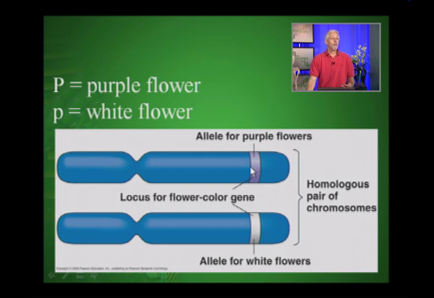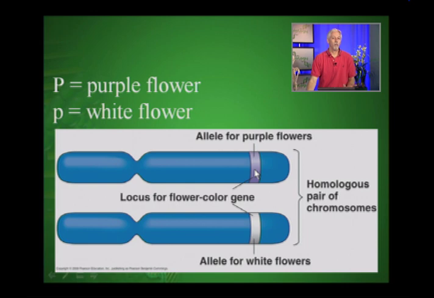And a gene will be found at a particular locus. So the gene for flower color isn't just scattered anywhere. I'll find it at a particular place on a particular homologous chromosome, and I would find it in exactly the same place on the other homologous chromosome. So homologous chromosomes tend to match up gene for gene.